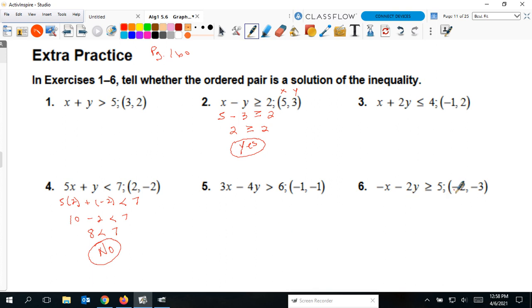On number 6, x is negative 2, so it'll be a negative, and then times a negative 2, minus 2 times y, which is negative 3, and it's greater than or equal to 5. And so negative times negative is positive, it's going to be 2 there. Again, negative times negative is a positive there, so positive 5 is greater than or equal to 5. So that's going to give us 7 is greater than or equal to 5. And is this true? Is 7 greater than 5? Yes, 7 is greater than 5, so yes, that is true. Yes, that is a solution.